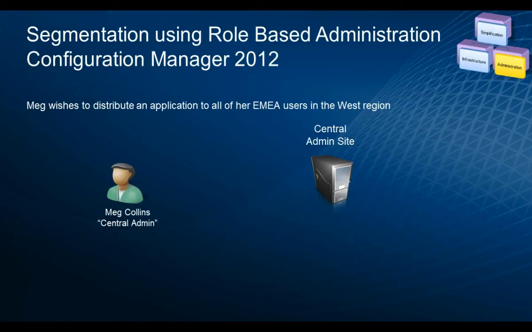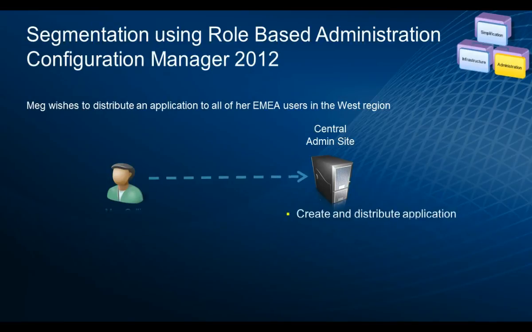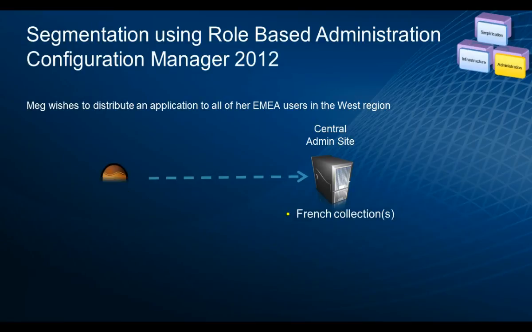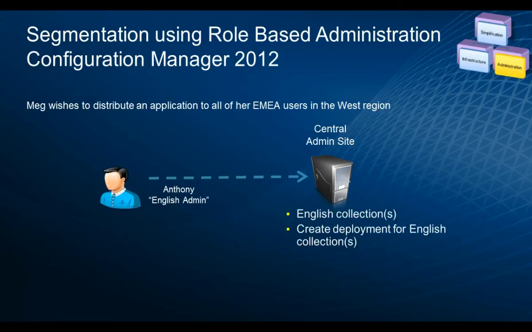In 12, when we do RBA, Meg wishes to do that same activity, and just building this out. Meg can create and distribute applications to the CAS, and then that will flow. And as we build out, Louis can see the French collections and create deployments for the French collection from that same CAS. And also, Anthony can do the same thing, but only for the English collection locations.